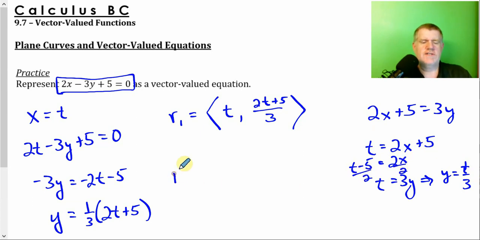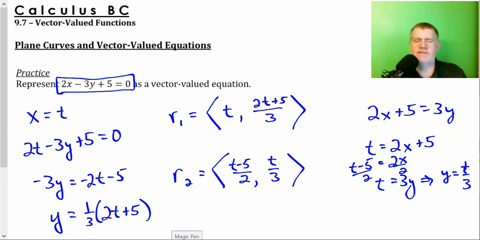So another way to write this equation, same equation, the x component would be (t minus 5) over 2, and the y component would be t over 3. Now how can these be the same graph? Again, the t's are the key. It's not the same vector-valued equation. It's the same representation of a rectangular graph. What I mean by that is, let's pick a 0. If time equals 0, then r sub 1 would equal (0, 5/3).